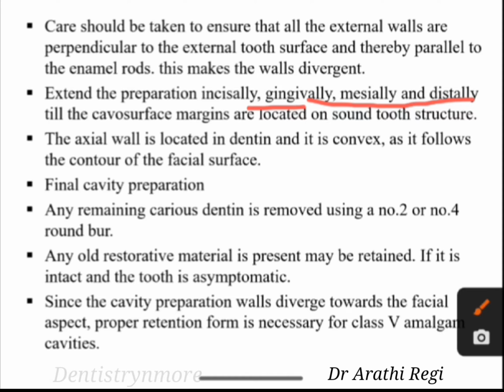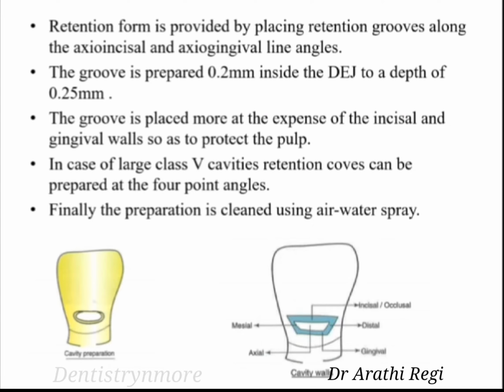In the final cavity preparation, any remaining carious dentin is removed using a number 2 or number 4 round bur. If any old restoration is present, it may be retained if the tooth is asymptomatic, and if further retention is needed, a retention groove is also given. So here you can see retention grooves are given, and in large class 5 cavities, retention curves can also be prepared at the 4-point angles. Finally, the preparation is cleansed with the air water spray.